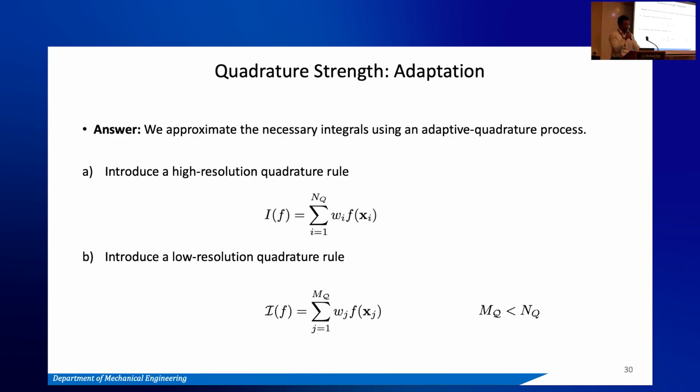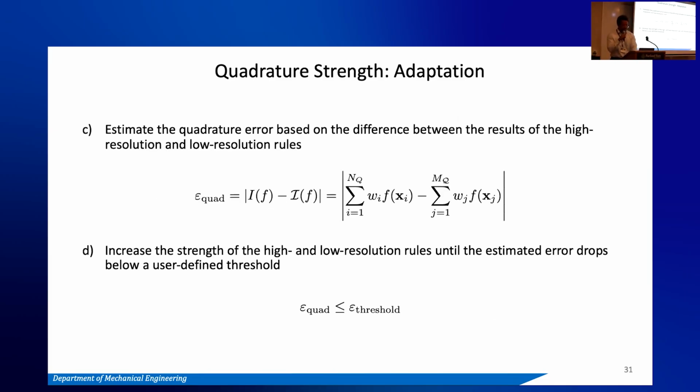You can, of course, just introduce a high-resolution quadrature rule and a low-resolution quadrature rule, where high resolution, low resolution is just determined by the number of quadrature points the rule contains. And then you can compare them, compute some estimated quadrature error, and then continue to increase the strength of your low resolution and high resolution rules until your estimated error drops below some user-defined threshold. Okay, so this is great.